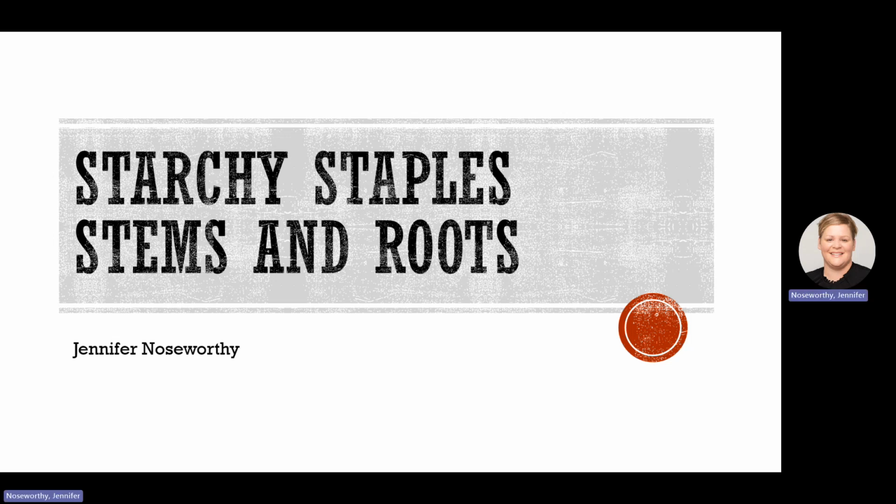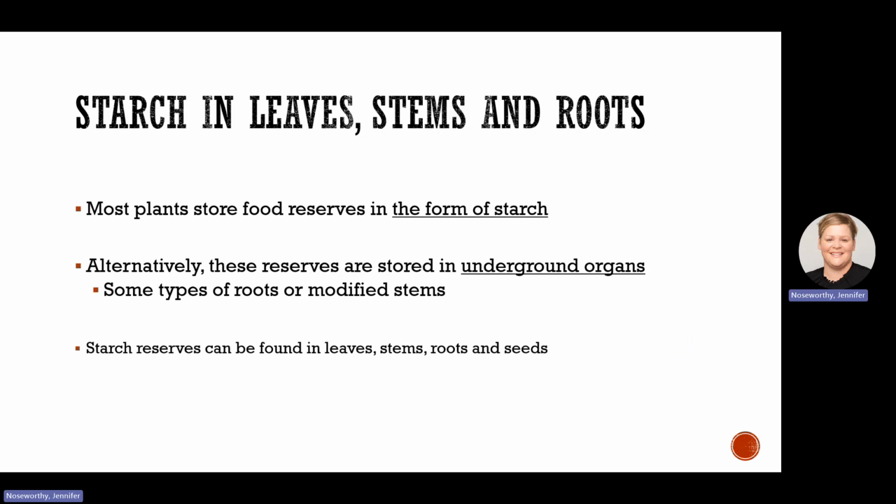This unit is all about starchy staples. We've already talked about how starch can be stored in the plant, typically in the seed, as a food source for the developing embryo. But actually, starch can be stored in other parts of the plant as well. It can be stored most commonly in underground organs like the roots or stems that are modified in some way to develop underground. Sometimes we'll also see them in leaves.